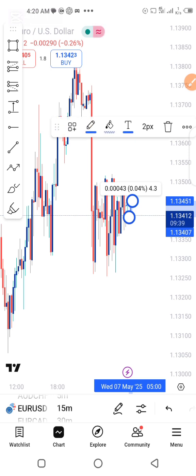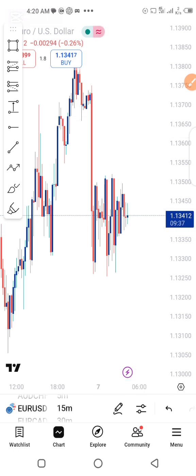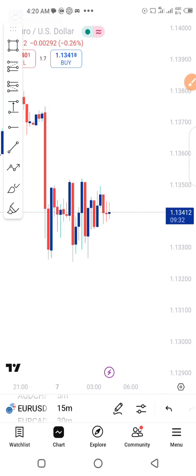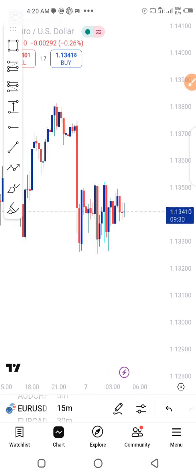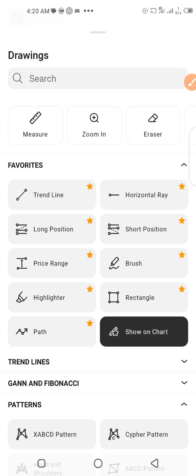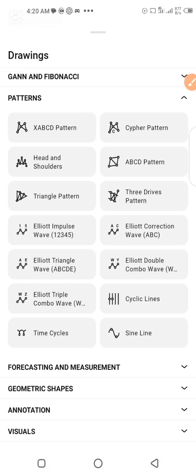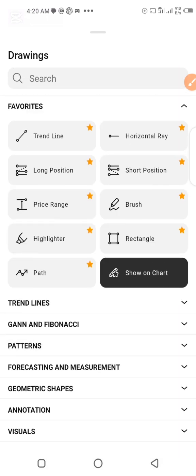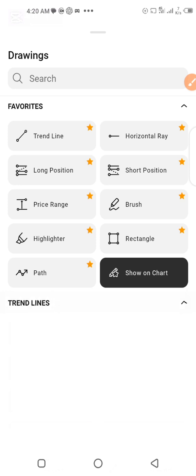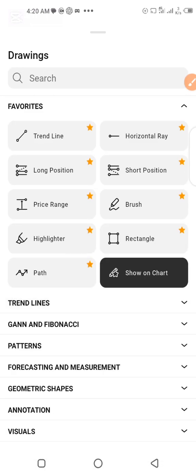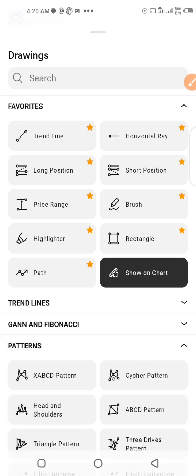Now, coming to a question I saw people asking me: how do I mark out my entry and all of that? Okay, so now we're going to be using this tool called the long and short position. If you search down here, you can see them. I think it's under patterns, but I added them to my favorite.